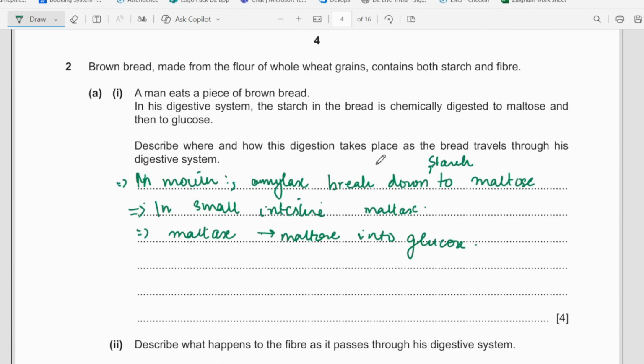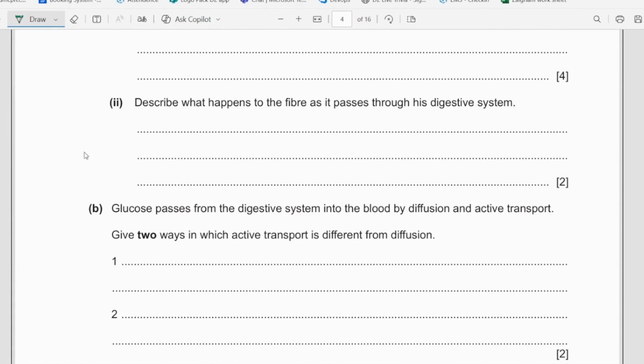Next one. Describe what happens to the fiber as it passes through the digestive system. Don't write his and her, please. Keep this in mind. Fiber is not digested and passes out in feces, in egestion.